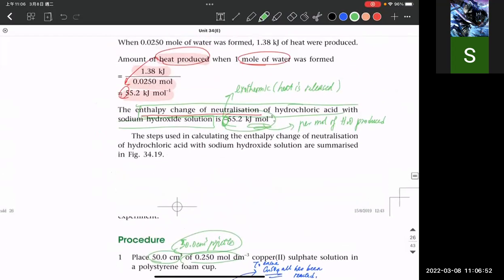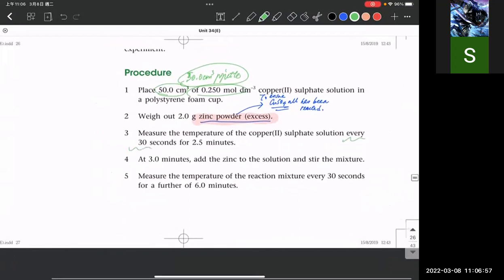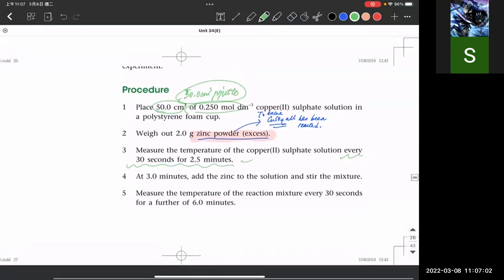Is that clear? So the measurement of the temperature should be made every 30 seconds for 2.5 minutes. And it's for what? It's to measure the true initial temperature of the solution. Do you realize 2.5 minutes? Even though you have got the thermometer placed in air, the temperature is different from the one in the solution. There is some difference.